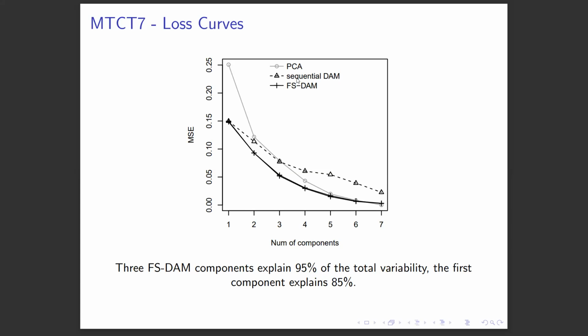And then we compare 2 different methods. There's a sequential monotone method, and then there's the one that we favor, the forward stepwise method. And so with 1 component, there's no difference between the dashed line and the solid line. But as we add in components, you see the forward stepwise architecture actually works better than a sequential method. It's more efficient. And so with 3 components, the forward stepwise monotone autoencoder explains 95% of the variability.